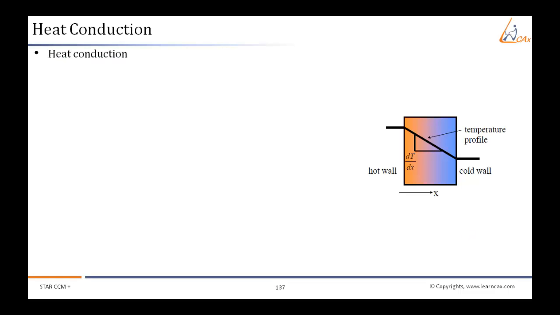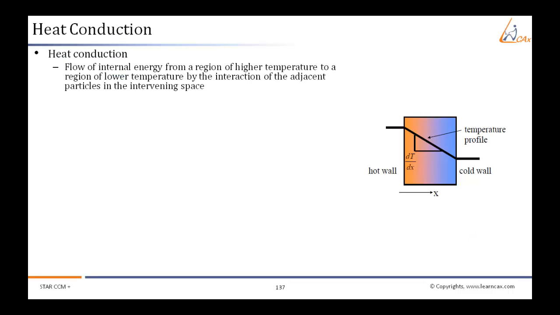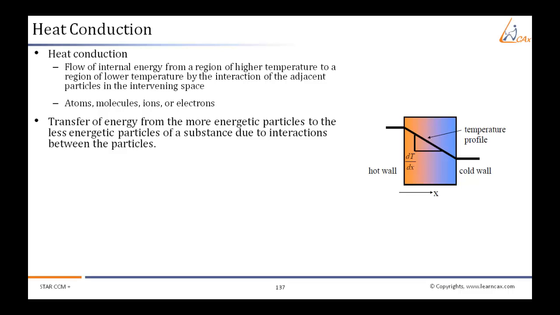Heat conduction is the flow of internal energy from a region of higher temperature to a region of lower temperature by the interaction of the adjacent particles like atoms, molecules, ions, or electrons in the intervening space. This flow can be viewed as the transfer of energy from the more energetic particles to the less energetic particles of a substance due to the interactions between the particles. Conduction takes place in all forms of matter, solids, liquids, gases, and plasmas.